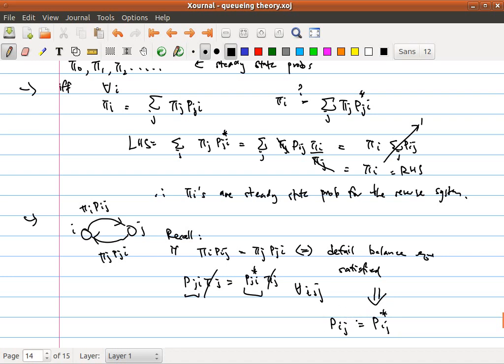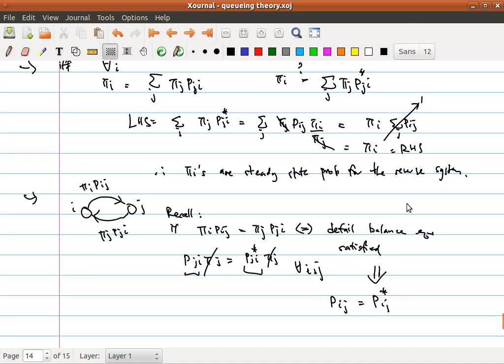And note that these transition probabilities really specify the entire state transition diagram, in terms of specifying all the statistics of the system. So therefore, essentially, if the detailed balance equation is satisfied, the time reversed system is essentially the same as the forward system in terms of the statistics underneath it.